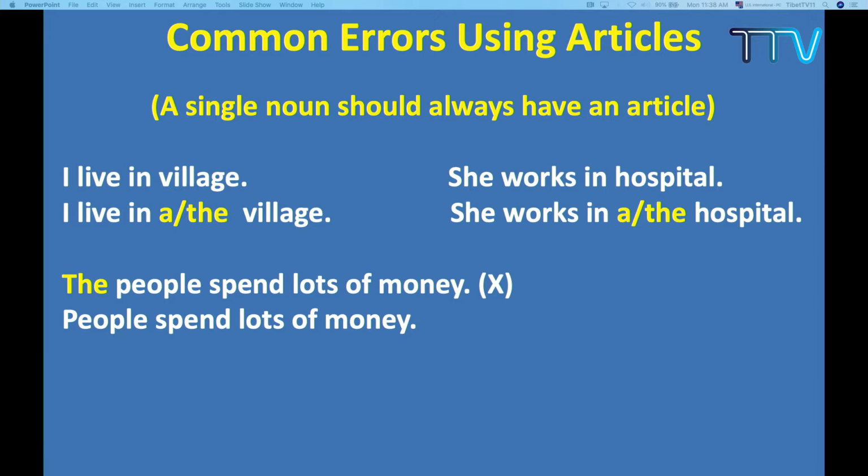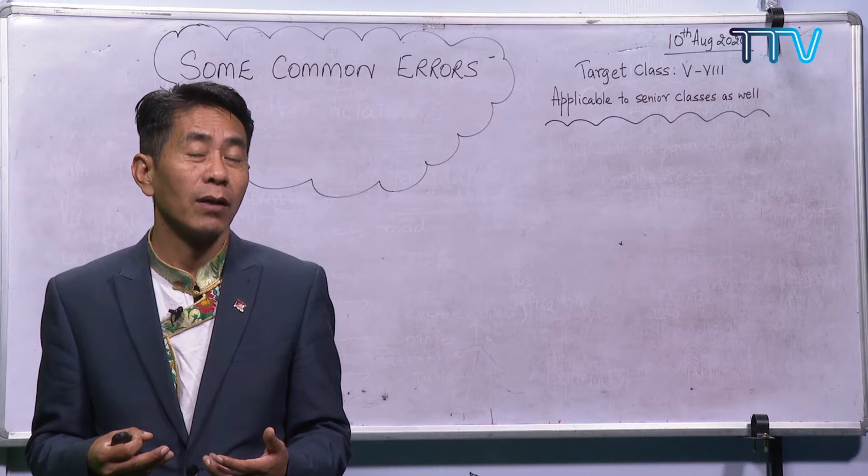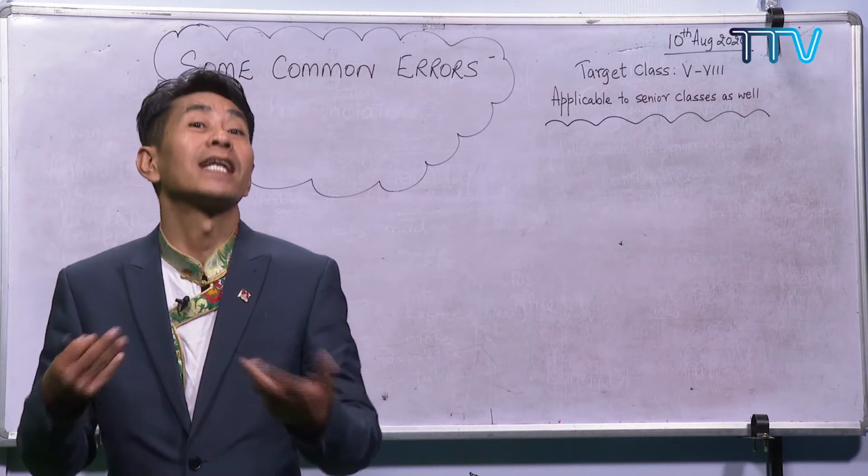For example, next one, the people spend lots of money. The people. When we talk about people, we are talking about people in general, so there is no need for you to write the definite article. Sometimes we also make a mistake while using the definite article.